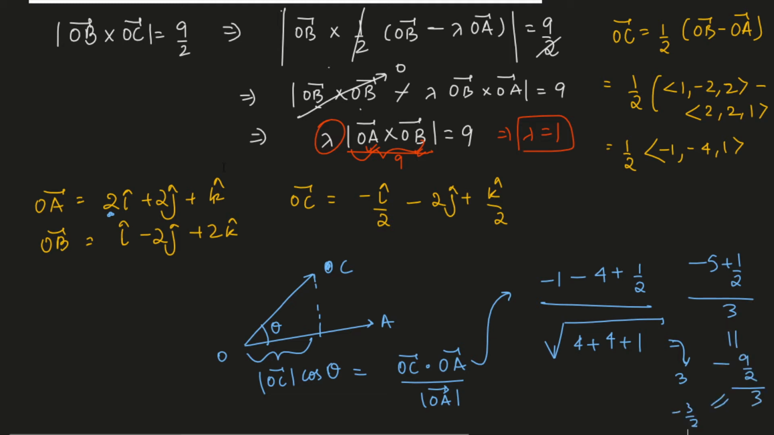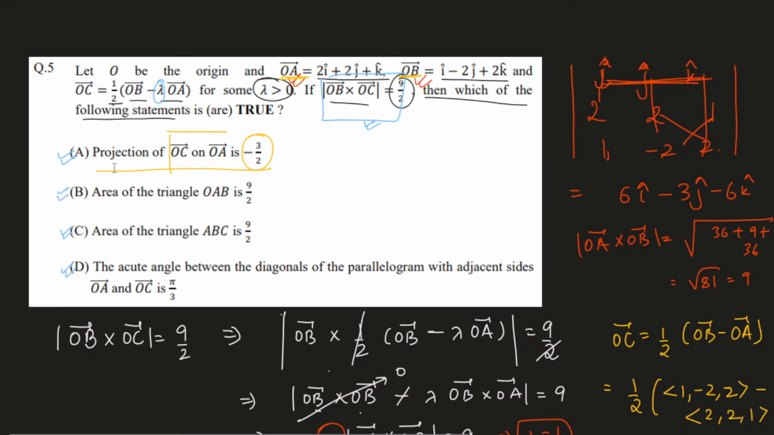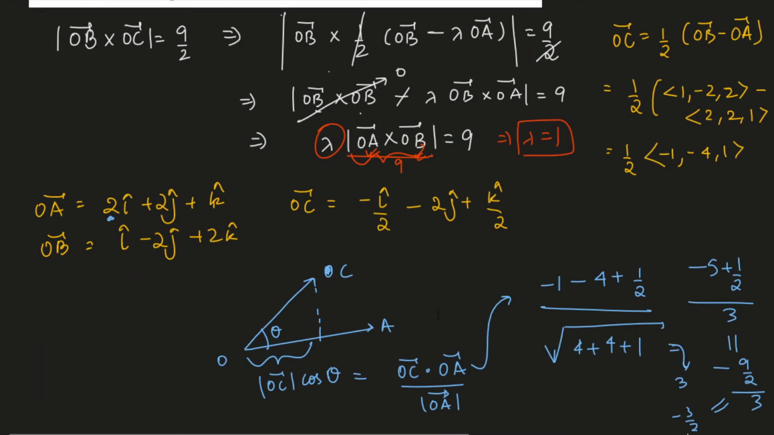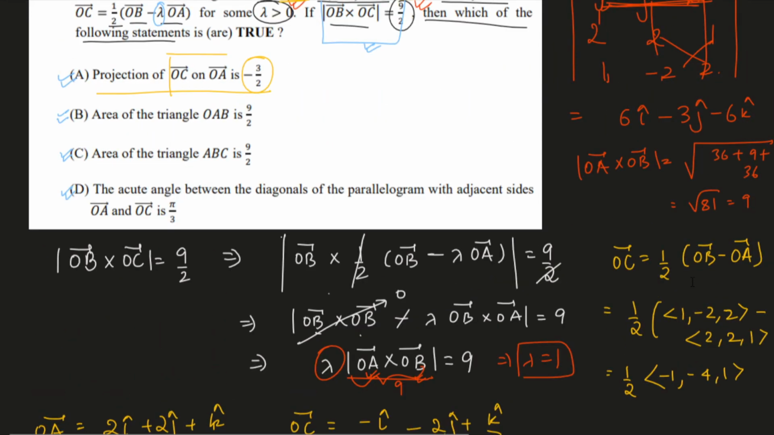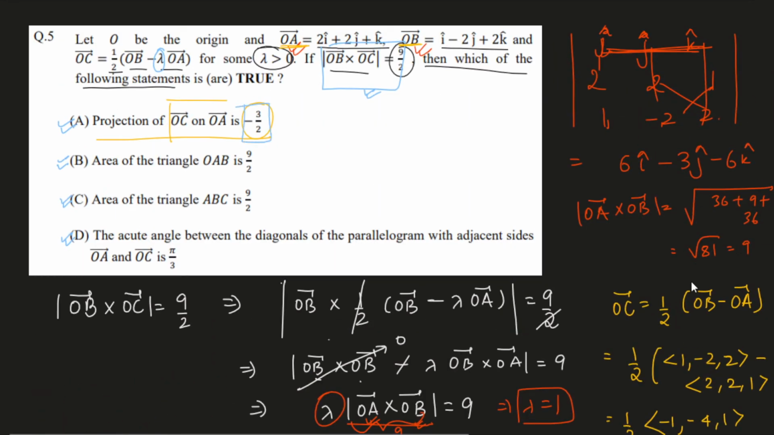So this value, -3/2, is actually the same as what this option asked for. So this one is correct. So option A is correct.